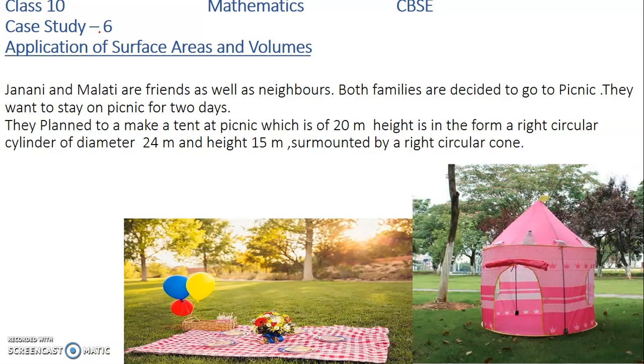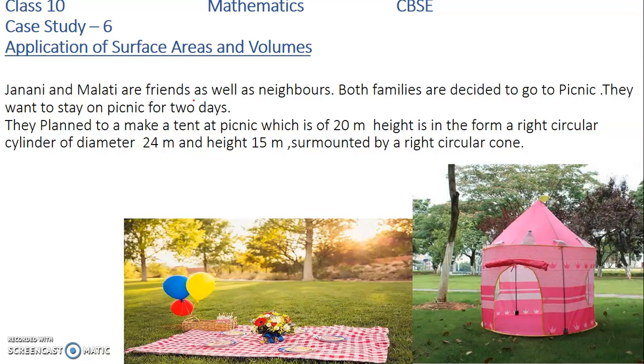Today's case study is on the application of surface areas and volumes. There is a chance a question will be given from this chapter, and they will give some case study based questions. If you practice this question, it is very beneficial for you. Let's go to the question.